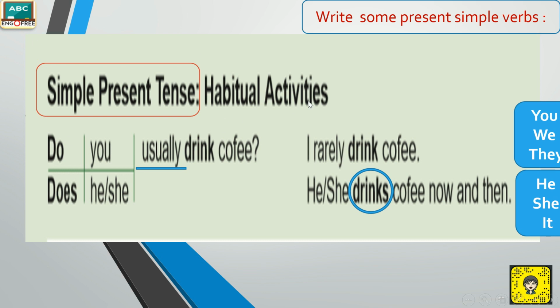Habitual activities يعني something or some activities you do as a routine or every day or every week or regularly in your life. I want you now to write some present verbs. Give me some present verbs. Yalla, write in a paper, write in your note some verbs in a present tense. Start. I'll give you a minute.